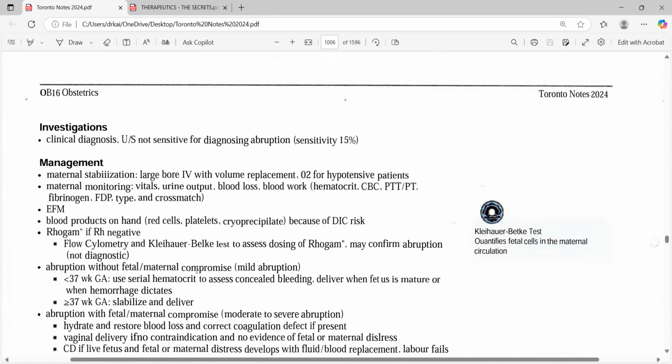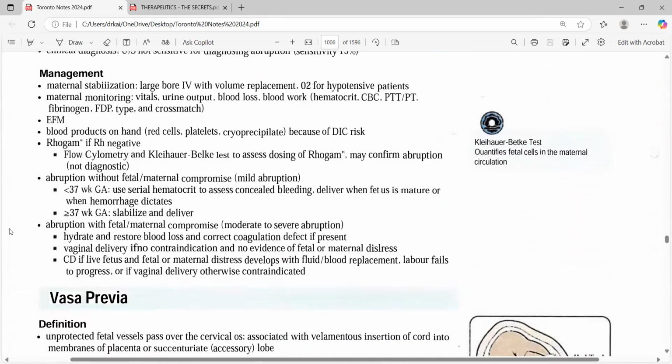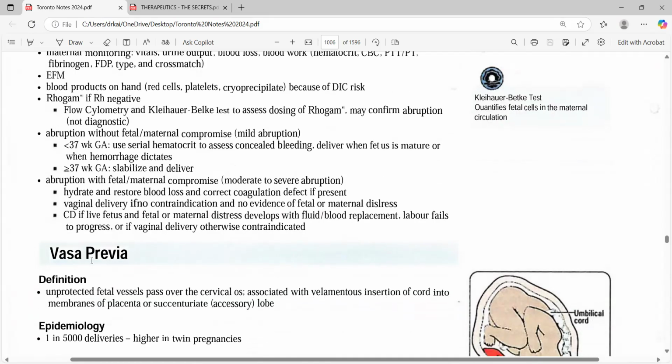Abruption without fetal or maternal compromise: less than 37 weeks, more than 37 weeks. For less than 37 weeks, use serial hematocrit to assess concealed bleeding. More than 37 weeks, stabilize and deliver. Abruption with fetal and maternal compromise: hydrate and restore the blood loss, correct the coagulation defect if present, vaginal delivery, or cesarean delivery if needed.